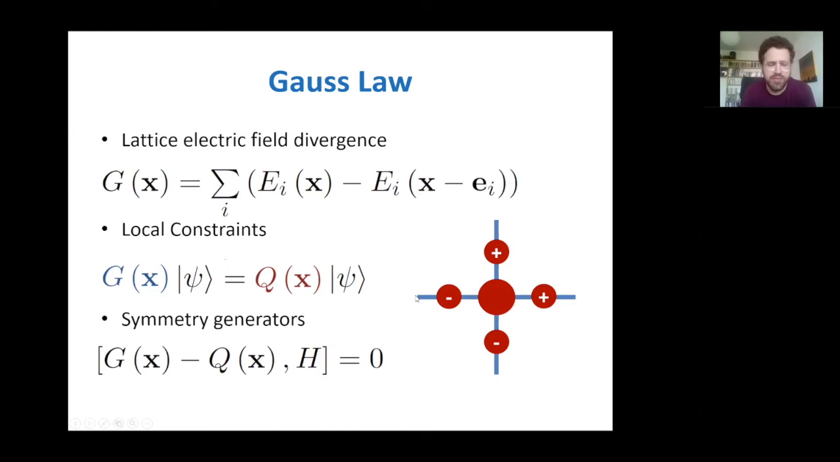The fact that we have the local symmetry tells us that we have some constraints that are satisfied at each vertex, at each x of the lattice, which we call Gauss laws. The divergence of the electric fields acting on a physical state is equal to the matter charge on this vertex acting on the same physical state. That means that G minus Q is a constant of motion. And this is indeed the generator of the symmetry. We have such a generator, G minus Q, which commutes with the Hamiltonian at each lattice point x.